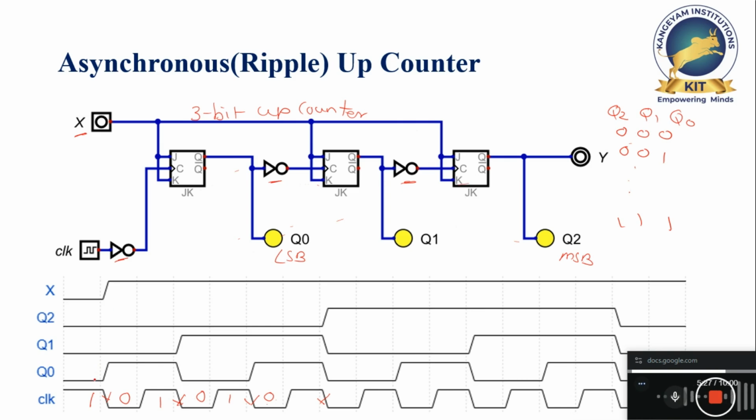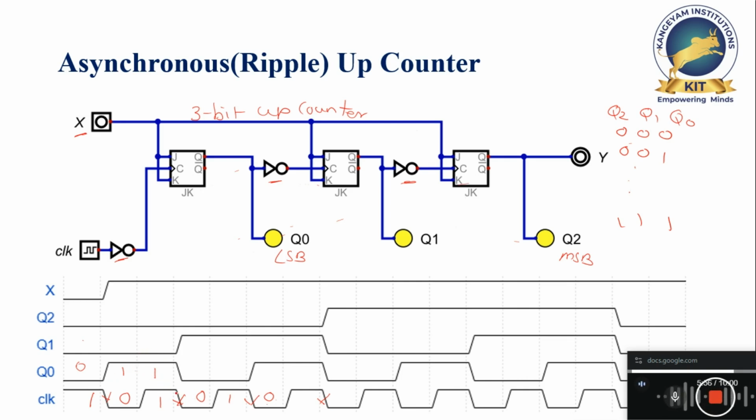See here, whenever a negative transition occurs, Q0 starts producing the output. Initially the output of this is 0. When this negative edge occurs, it starts producing the output as 1. That means it toggles. When both J and K are 1 in a JK flip flop, the output will automatically toggle. Q bar, QN bar, will come into the picture. That's why it is toggling.